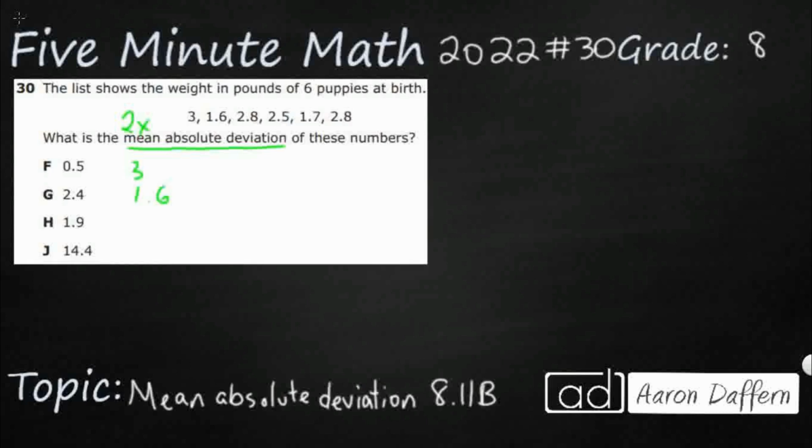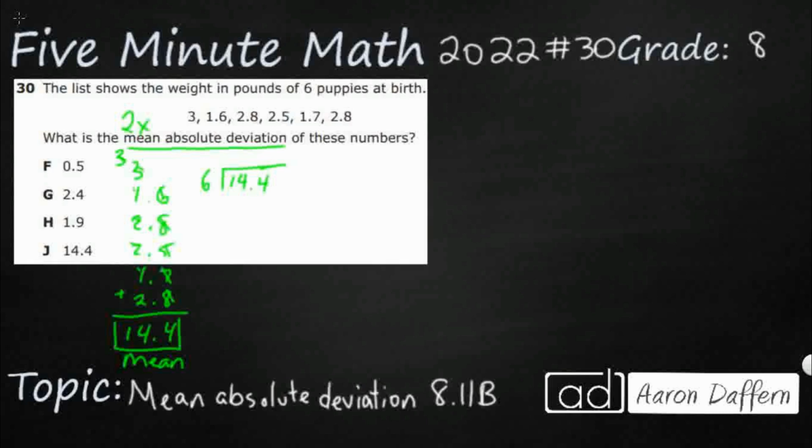So 1.6, 2.8, 2.5, 1.7, 2.8. All right, so let's find our mean. That's 15, 20, 28. That's 34. All right, 3, 6, 10, 11, 12, 14. All right, so 14.4 is our first total. Now we've got to divide that by 6.